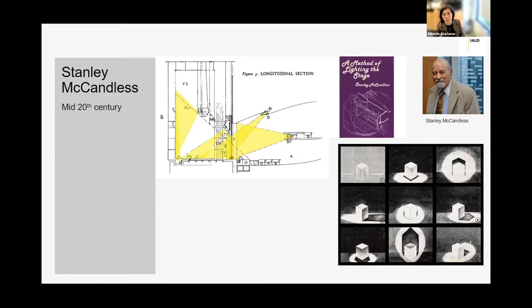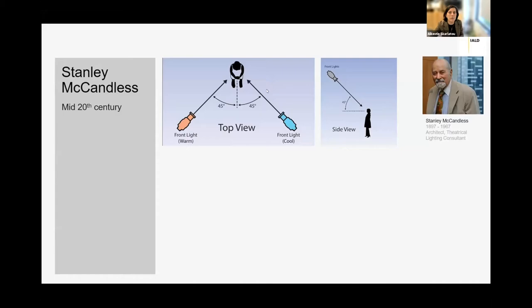This technique is purely theatrical. They still use it in film and in theater, the McCandless technique, but it is also subconsciously something that architectural lighting designers use when they have a three-dimensional object in a space. So thinking about the angles is what we think. This is very graphically and very quickly explaining the McCandless technique, which is the 45-degree angle.